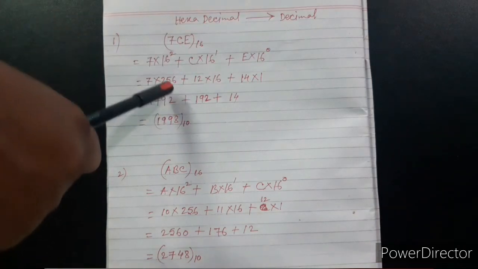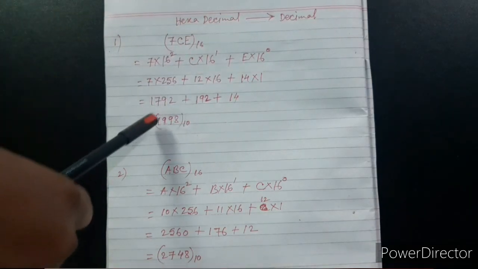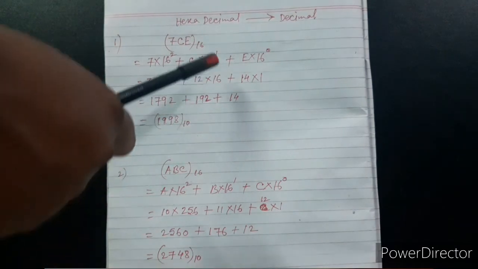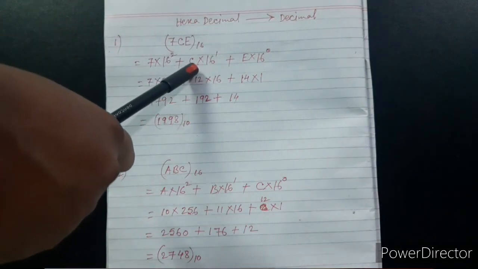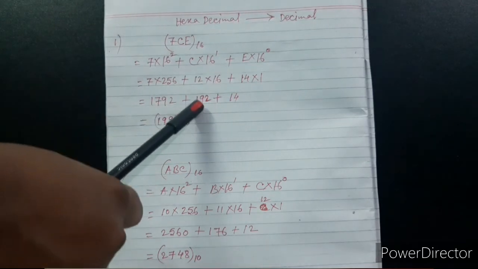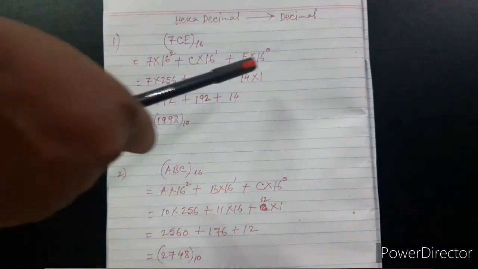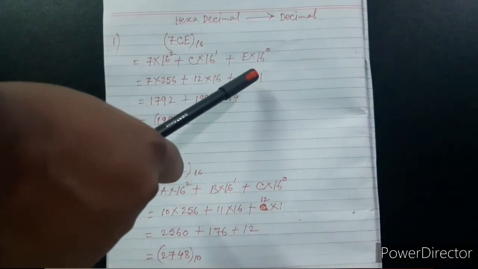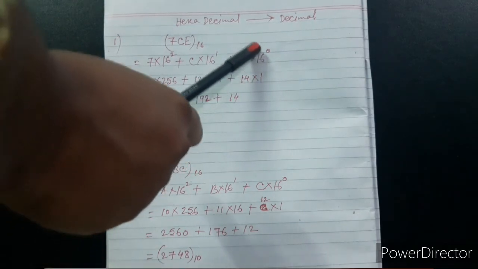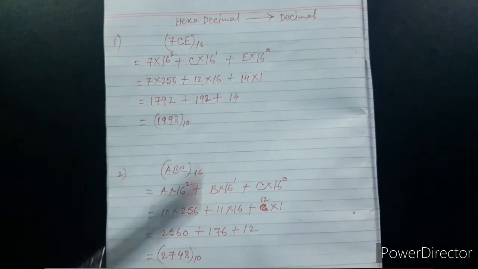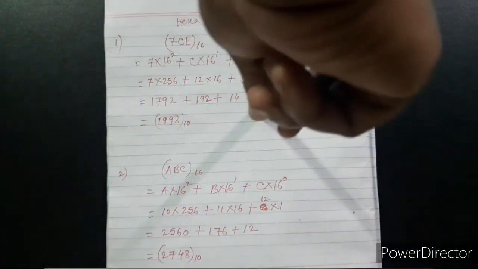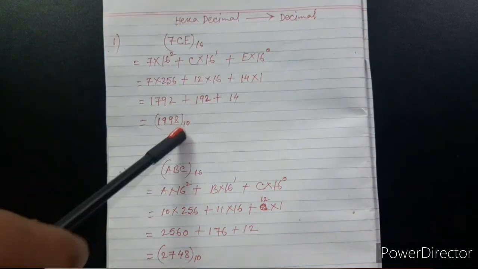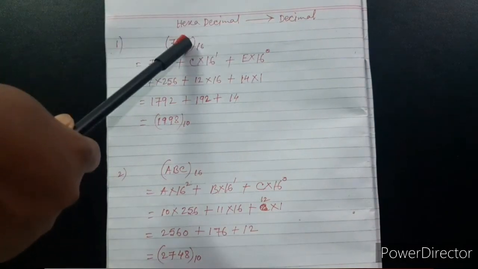Now 16 square means 256 and 256 into 7 means 1792. Next 16 to the power 1 means 16 and the decimal representation of C is 12. So 12 into 16 is 192. And the last one, 16 to the power 0 means 1. 1 into 14. 14 means E. Decimal representation of E is 14. So 14 into 1 is 14. Now add these three and finally we get 1998. This is the decimal equivalent of this hexadecimal number.